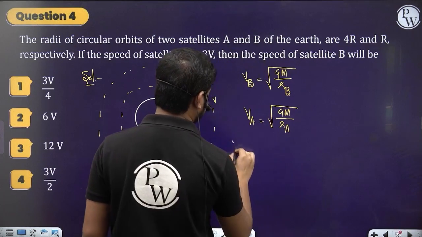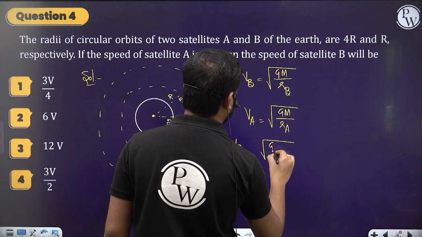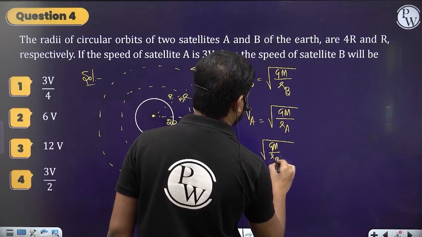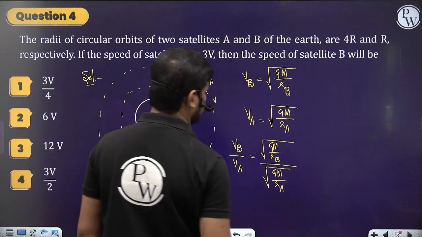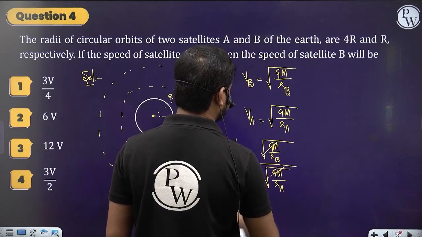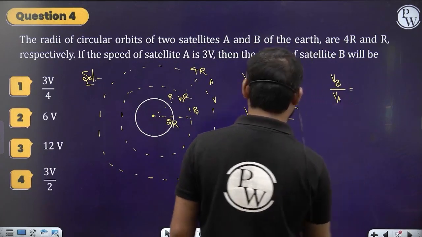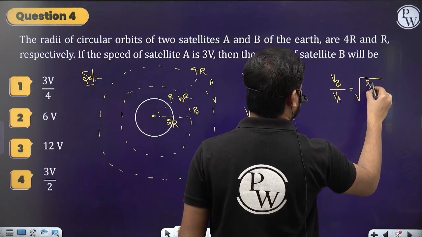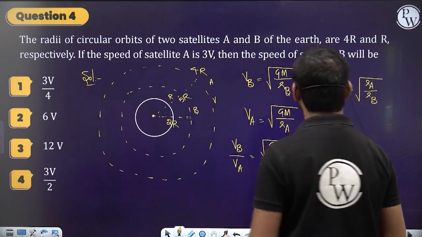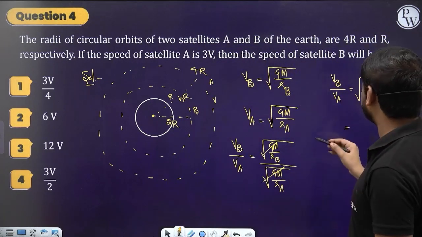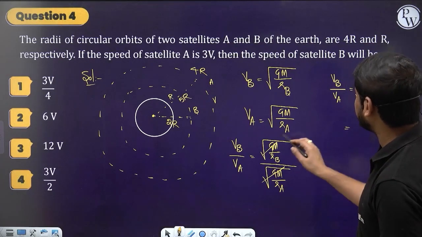So let's do one thing. Let's do VB by VA. Simple calculations: root over GM by RB, by root over GM by RA, right? So root GM gets cancelled. So VB by VA is equal to root over RA by RB will come, right?